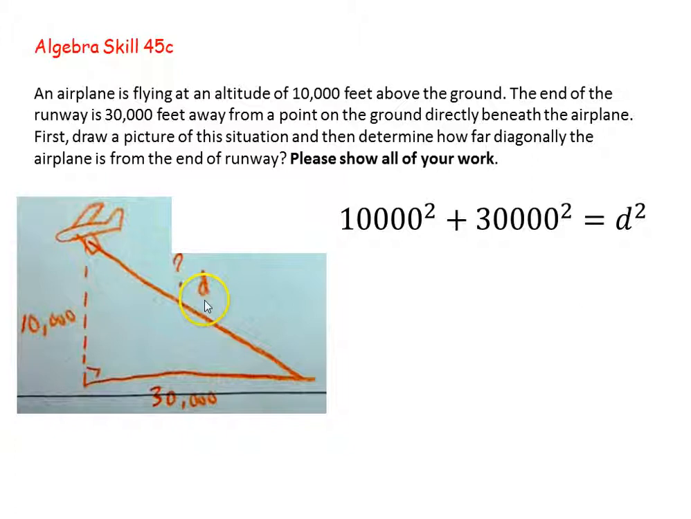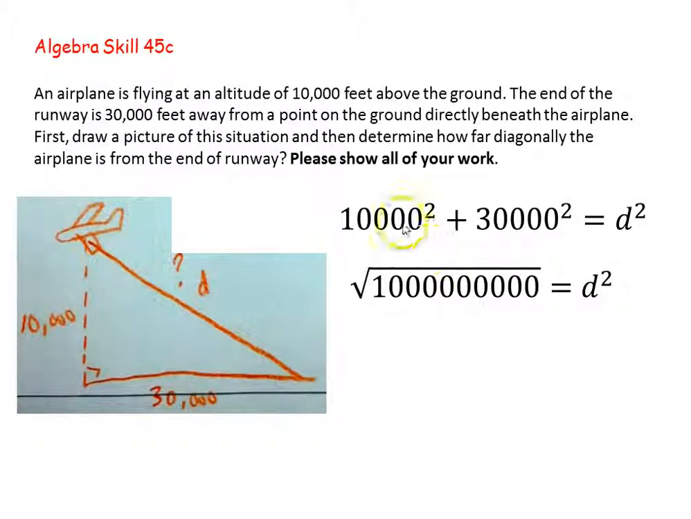And I'm using d because that's what Mr. Nelson used in the picture here. We could easily use a c. It doesn't really matter what we use because it represents the distance from the plane to the end of the runway. Evaluating these squares, which I'm not going to do because they will be too big and they won't fit on the screen, what we end up getting is once we square 10,000 and we square 30,000, we end up with, let's see, this would be 1,000 million, 1 billion.